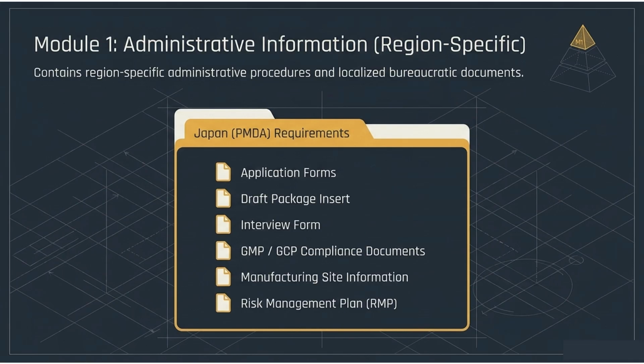Slide 6. Module 1. Administrative information. Now, let's dive a bit deeper into each module. Module 1 contains region-specific administrative procedures and localized bureaucratic documents. For example, if you are submitting to Japan's PMDA, this section would include application forms, the draft package insert, interview forms, GMP, GCP compliance documents, manufacturing site information, and the risk management plan, RMP.